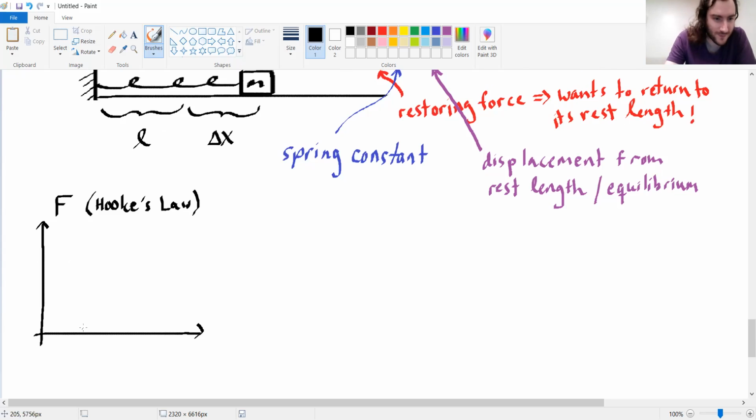Oh, and since I was chatting with you guys, I kind of messed up there. Since this is downward sloping, I probably want to draw something like this.